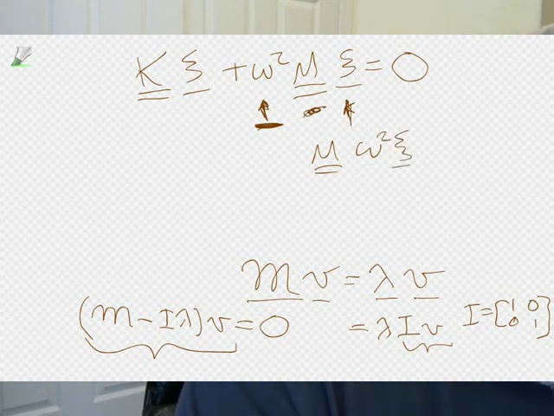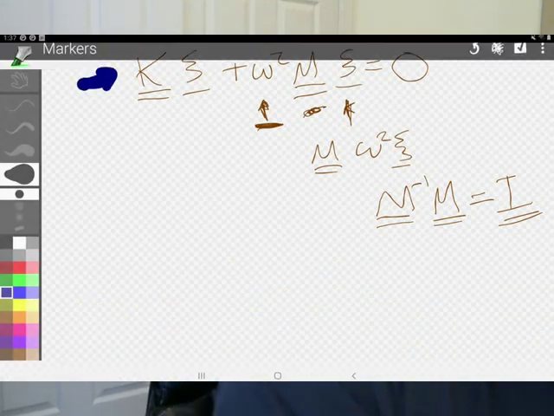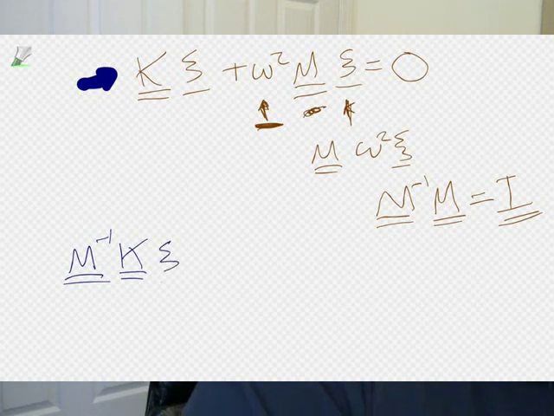And then if I wanted, instead of m, I wanted to have the identity matrix here, what I can do is pre-multiply the whole thing by the inverse of m, because the inverse of m is defined as the thing that when you multiply it by m, you get the identity matrix. So what I'm going to do is pre-multiply this whole equation by m to the minus 1, and I will get inverse m, right, m to the minus 1, it doesn't really mean 1 over m, it means the inverse of m for matrices, times k times xi plus omega squared I times xi is 0, and now it really is exactly the eigenvalue equation.